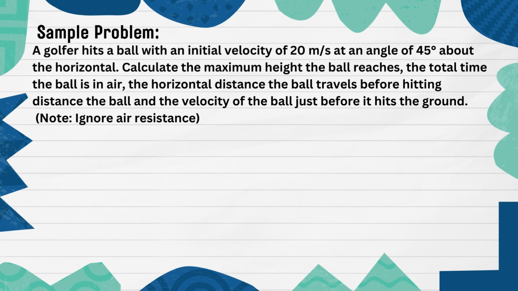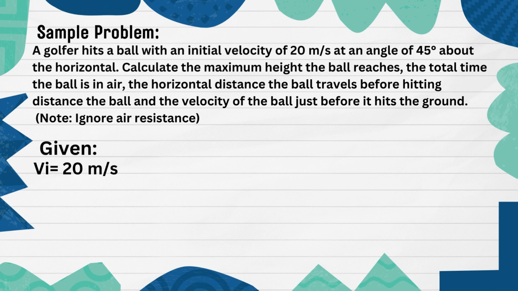A golfer hits a ball with an initial velocity of 20 m/s at an angle of 45 degrees above the horizontal. Calculate the maximum height the ball reaches, the total time the ball is in air, the horizontal distance the ball travels before hitting the ground, and the velocity of the ball just before it hits the ground. Take note to ignore air resistance.